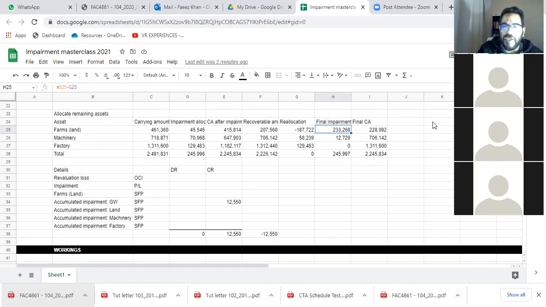So you can do a separate thing over here. You won't find it in your solution, but I just do this to keep myself sane. I know OCI relating to land is 52,608. For the others, there's no revaluation, so it's all 0. The P&L component is simply going to be final impairment minus what must be written off against OCI.